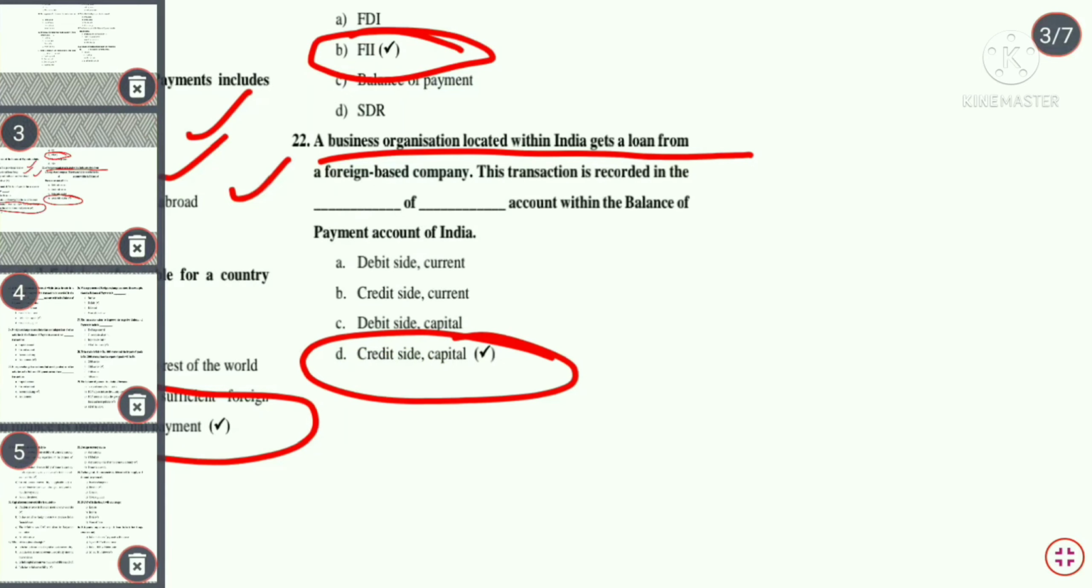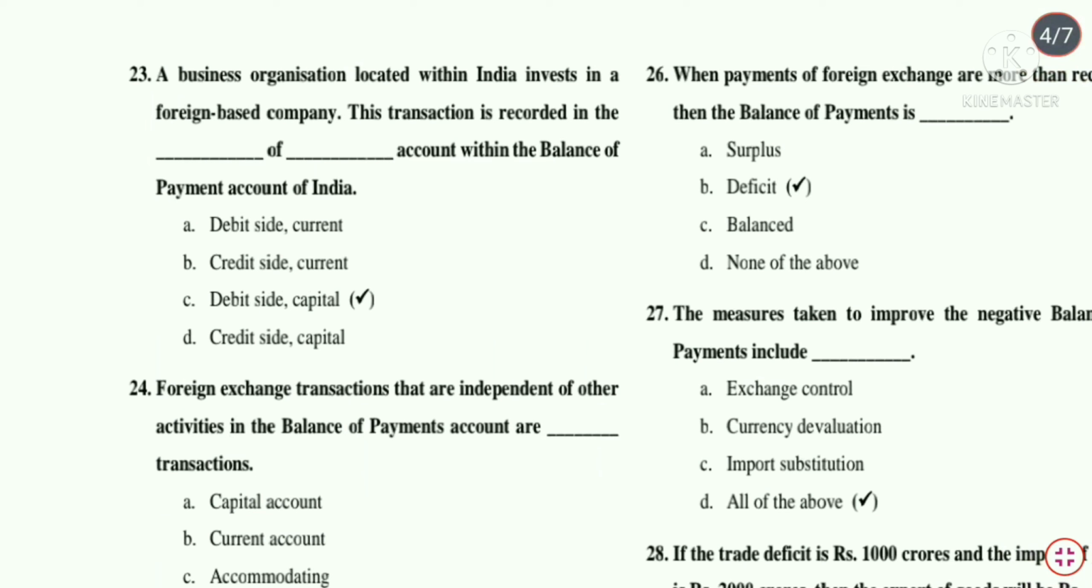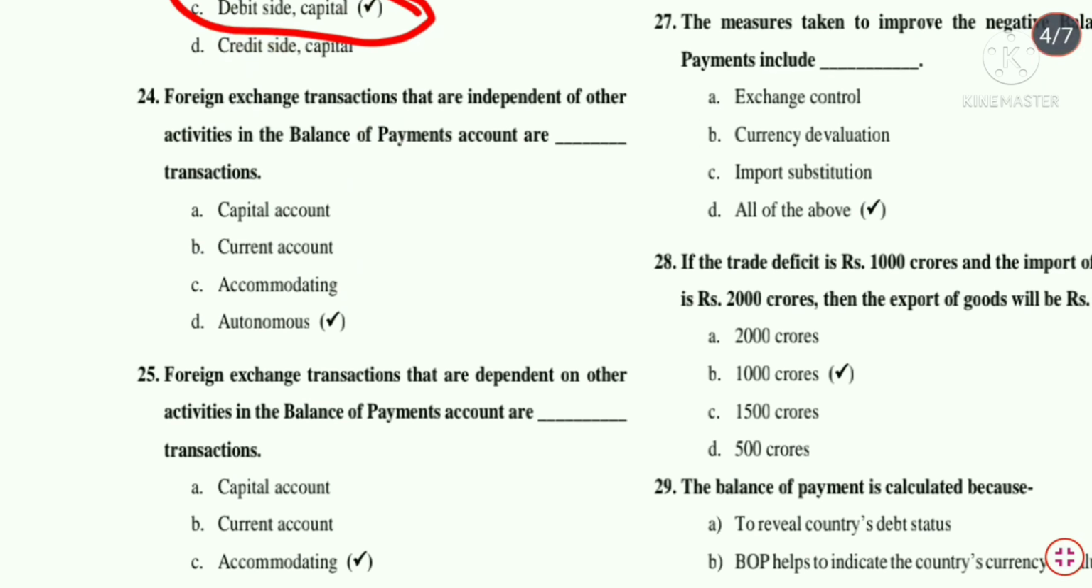Next question, that is a business organization located within India invests in a foreign based company, this transaction is recorded in the dash of dash account within the balance of payment account of India. अगर इंडिया की कोई बिजनेस ऑर्गेनाइजेशन है तो वो किसी फॉरेन कंपनी में इन्वेस्ट करती है, दैट मीन्स आउटफ्लो ऑफ फॉरेन एक्सचेंज, दैट विल बी रिकॉर्डेड इन द डेबिट साइड ऑफ कैपिटल अकाउंट. Option C is the correct answer.